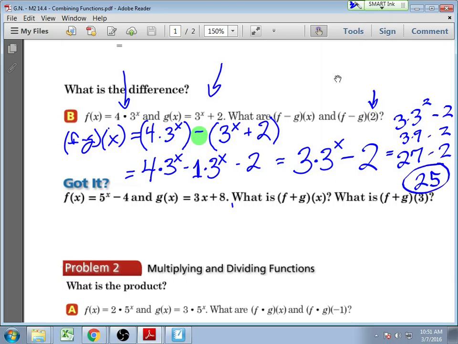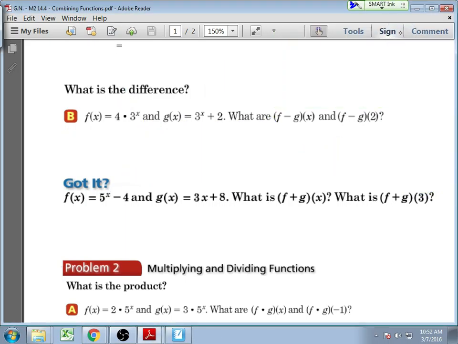You did it a different way? Yes, because eventually, if you try to plug it in and then evaluate, as opposed to evaluate then plug it in, you'll get the wrong answer, because order of operations gets screwed up. So you have to find your combined function first before you can plug in and evaluate.